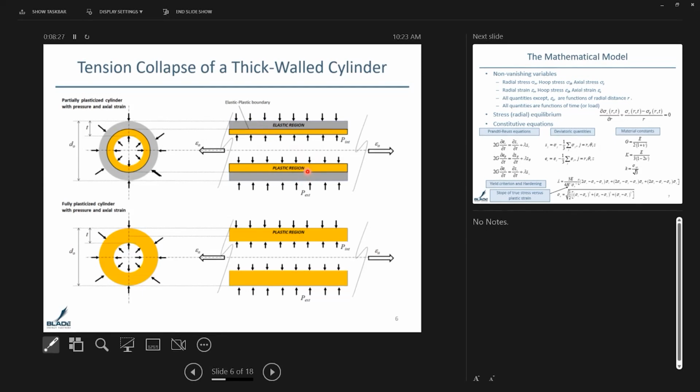You can very easily imagine now that as we increase one of these three parameters, the ID of the cylinder reaches yield condition. And as we change one of these three parameters, either the internal pressure or the external pressure or some kind of an axial load, the elastic-plastic boundary always starts migrating outward. This is something we all study in our strength of materials courses. And finally, the elastic-plastic boundary reaches the OD of the pipe, and we have reached the structural limit.